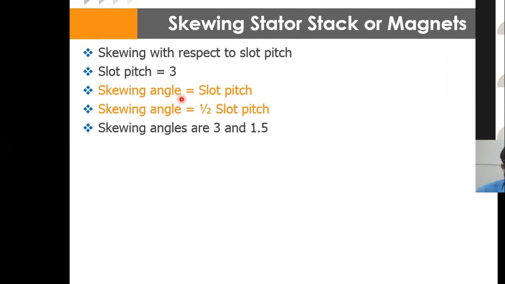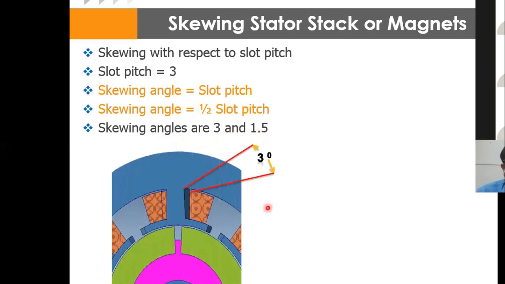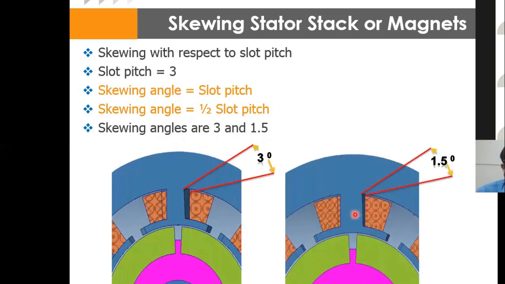So what we have done is that we have taken one equal to the slot pitch and another is half of the slot pitch. That is, our slot pitch is true. The skewing angle is given as 3 degrees and also 1.5 degrees. So this is our model. We are giving a 3 degree skewing, and then we are also giving a 1.5 degree skewing. So this is the first design variation, that is skewing your stator stack. At the end, we will see the comparison of the cogging torque waveform.